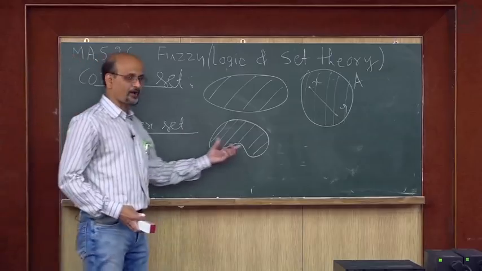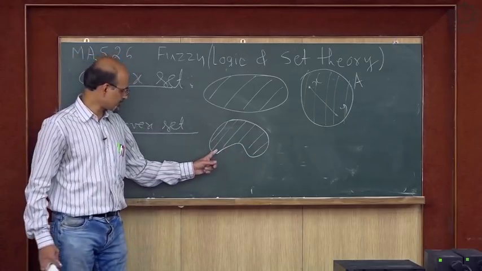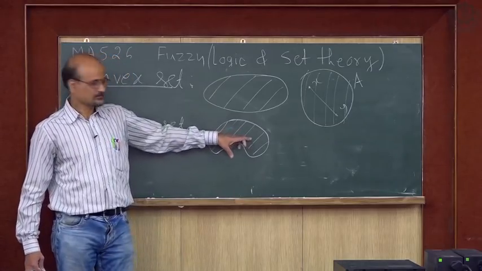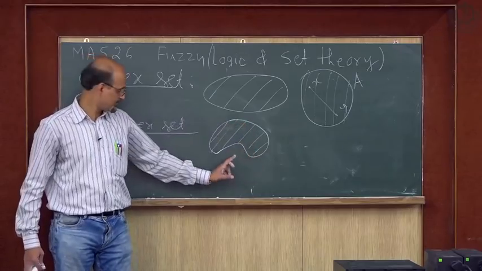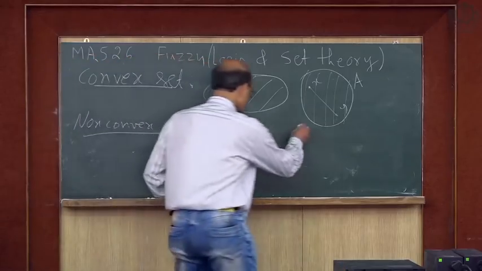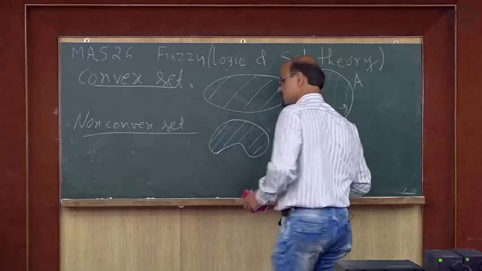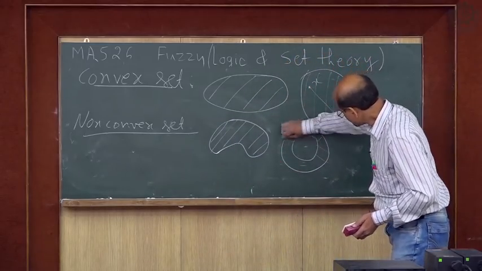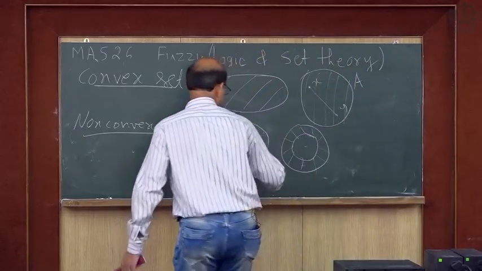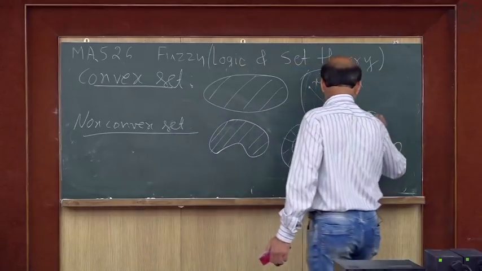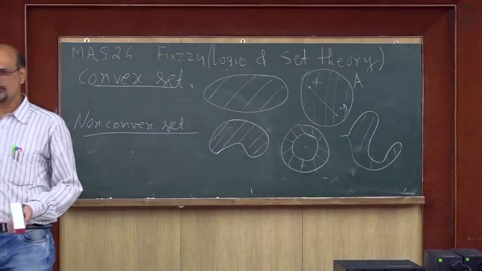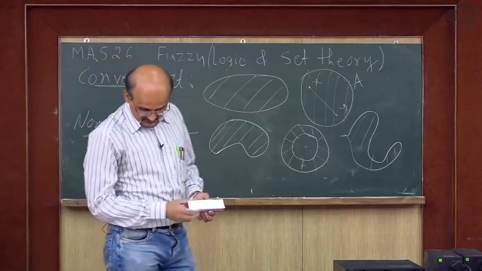Non-convex set, if I have this set, there may be some points. Suppose I take a point here and I take a point here, x and y lying in that set, but if you join by straight line, here there are many points which are not in that set. It is non-convex. Similarly, this annular region, again it is non-convex. So, you have physically understood what is convex and non-convex.